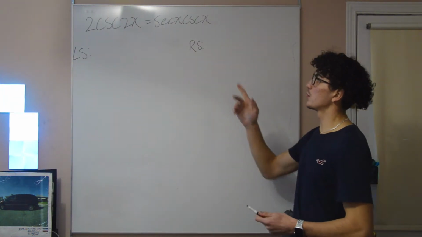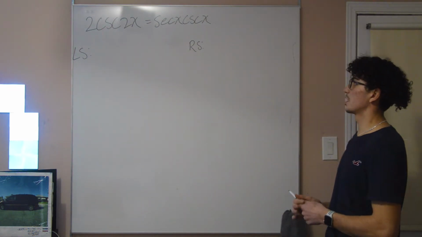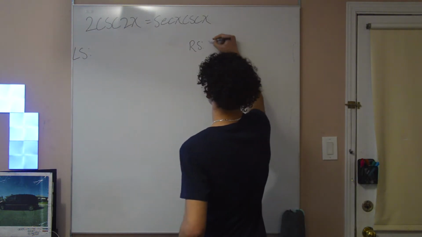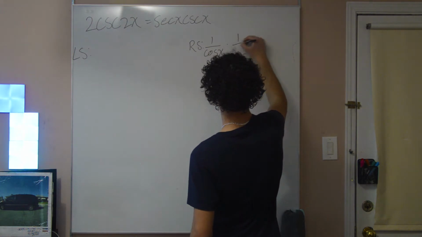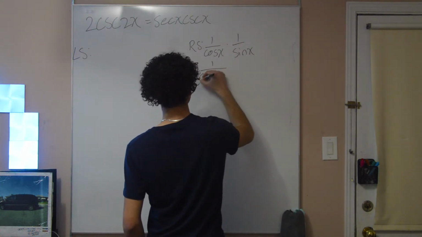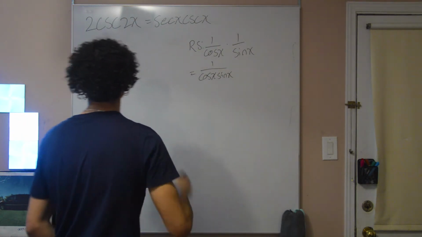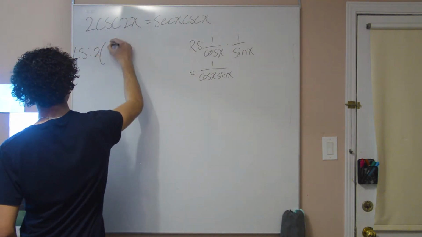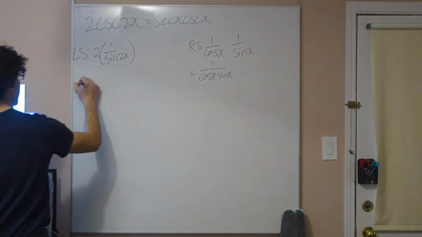Okay, moving on to the next one, we have 2 cosecant of 2x is equal to secant x times cosecant x. Right side, left side. Here, I'm just going to change this to 1 over cos x times 1 over sine x, and then that can just simplify to 1 over cos x sine x, just like that. And here, on our left side, we have 2 times 1 over sine 2x, just like that.